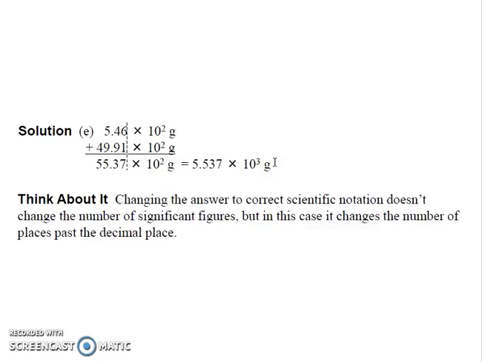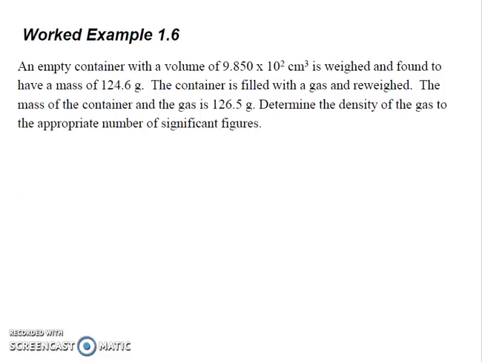Okay, so all right, now that we have a good idea of practicing significant figures, using those in mathematical operations, let's start to look at word problems. This reads: an empty container with a volume of 9.850 times 10 to the 2 cubic centimeters is weighed and found to have a mass of 124.6 grams. The container is filled with the gas and reweighed. The mass of the container and the gas is 126.5 grams. Determine the density of the gas to the appropriate number of significant figures.